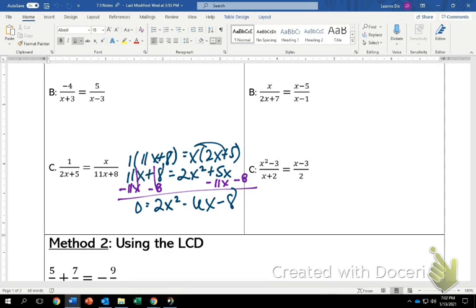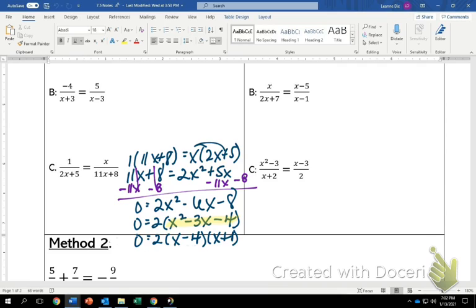And now I have a trinomial. I can actually factor out a GCF right here, and I'll get 2 times (x squared minus 3x minus 4). If I look at just my trinomial inside of the parentheses, I can see I don't have to do the slide and divide method. I can just go ahead and factor like normal. I'm going to factor this, and I'll get 0 equals 2 times (x minus 4)(x plus 1).